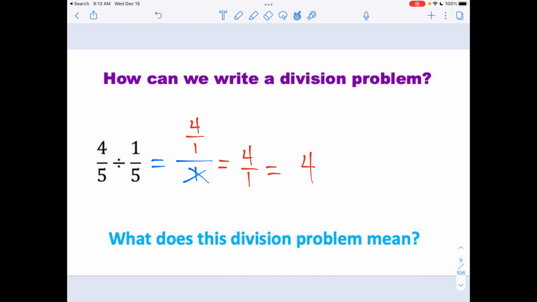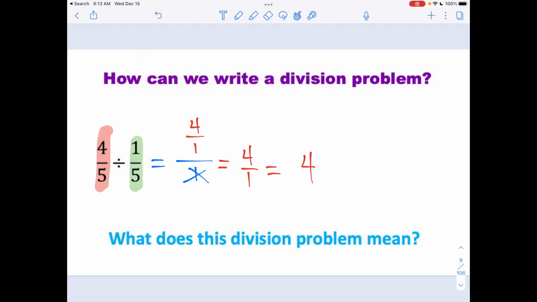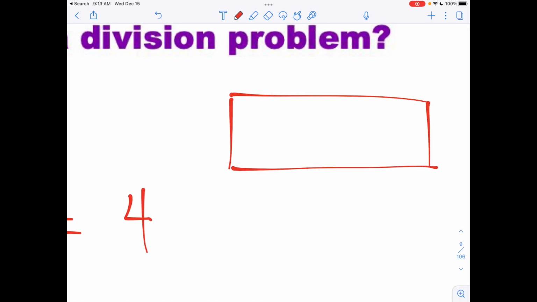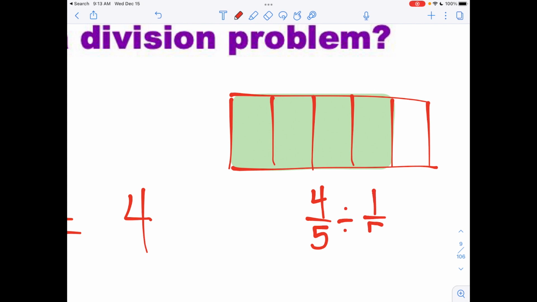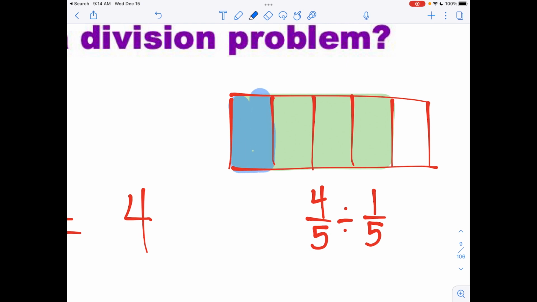But what does this division problem mean? Right? So going back and thinking about it, I have this starting amount, 4/5, and I want to try to find out how many fifths are hiding inside. I'm going to draw a rectangle and cut it into 5 to the best of my ability. Not too bad. And I'm going to color in 4/5. There it is. I have 4/5 right here. I want to know how many 1/5 are hiding inside. Here's my first fifth. This is number 1.